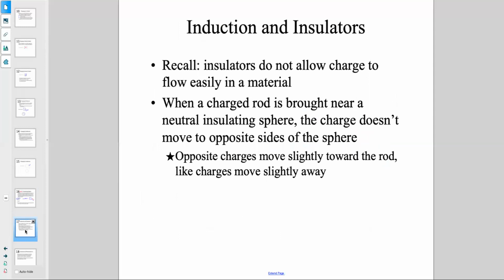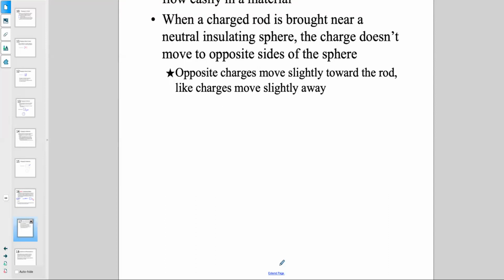Induction and insulators. Recall that insulators do not allow charge to flow easily in materials, like wood or plastic. When a charged rod is brought near a neutral insulating sphere, the charge does not move to the opposite side because it just can't. Opposite charge moves slightly toward the rod, and like charge moves slightly away. So what I have here is this.